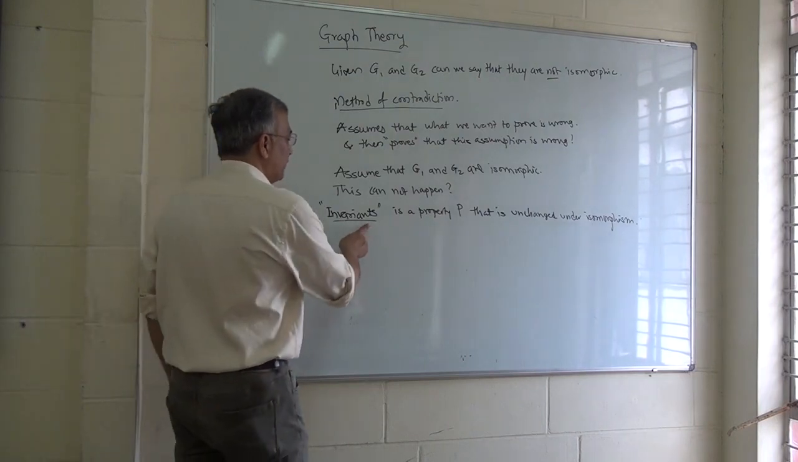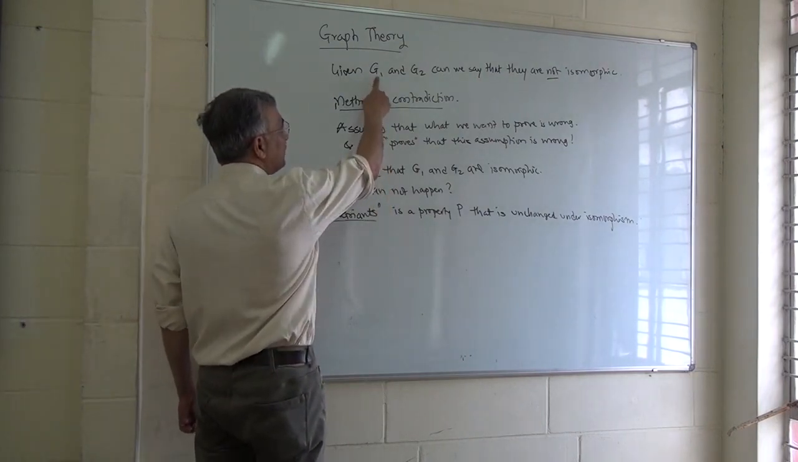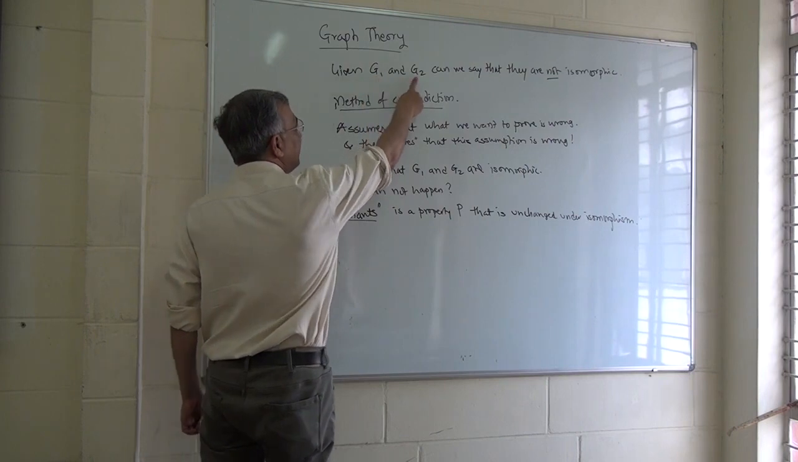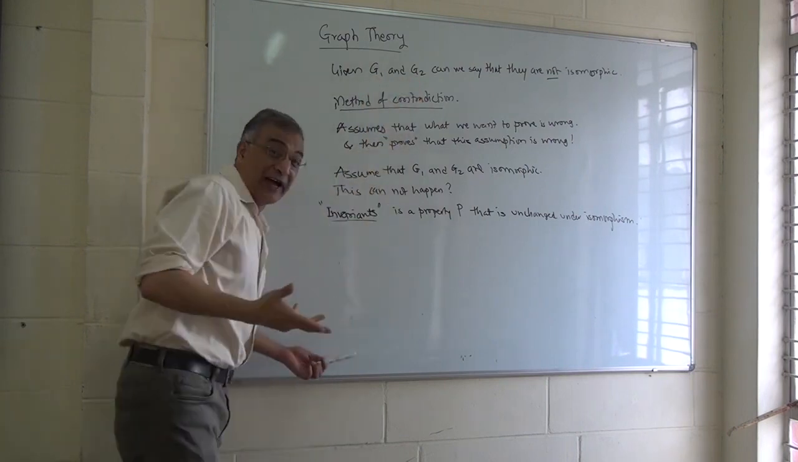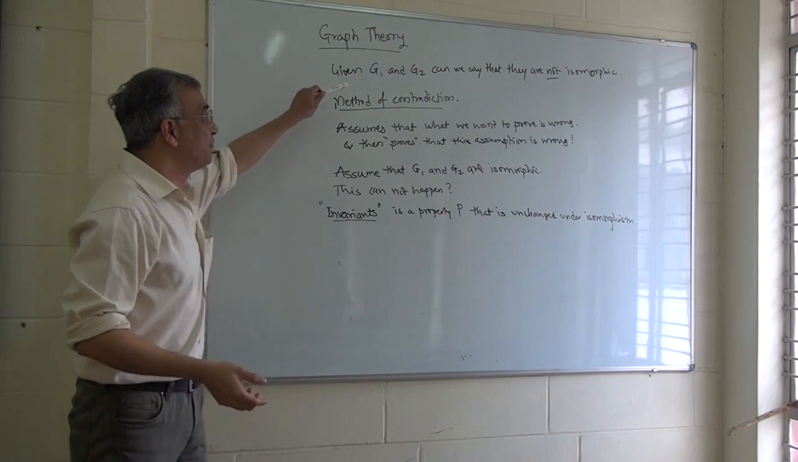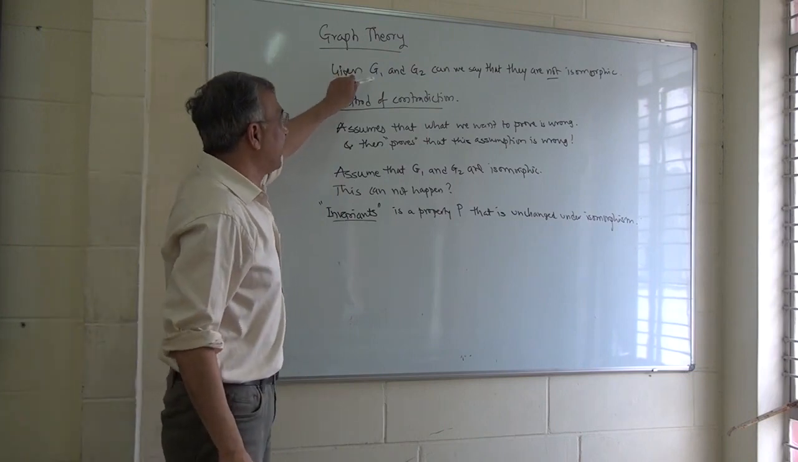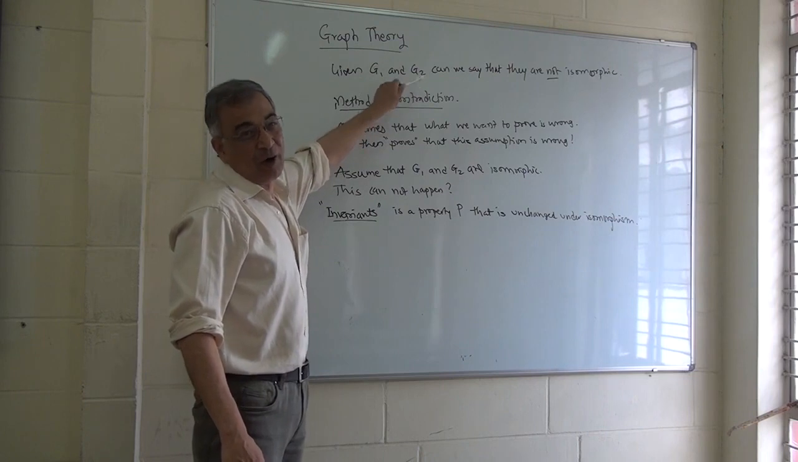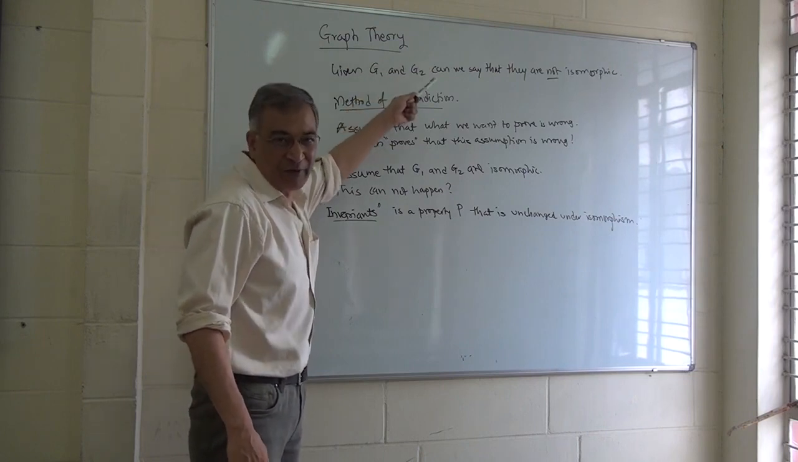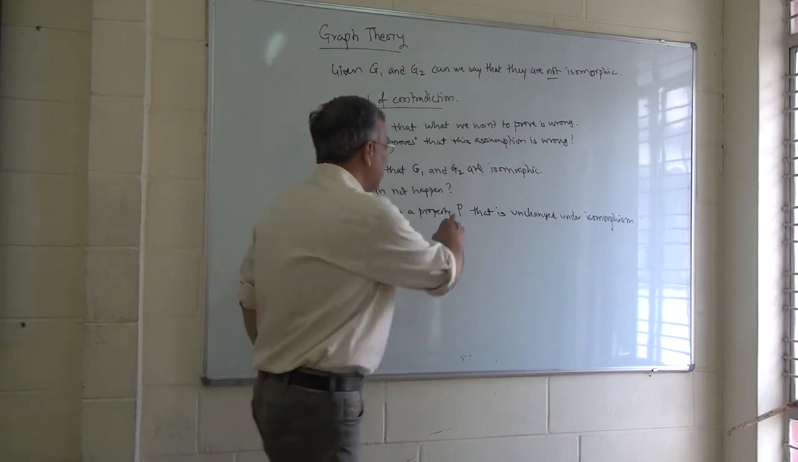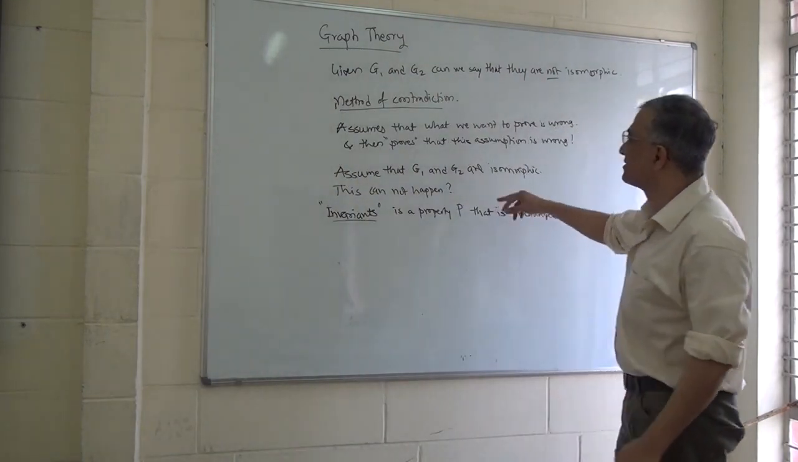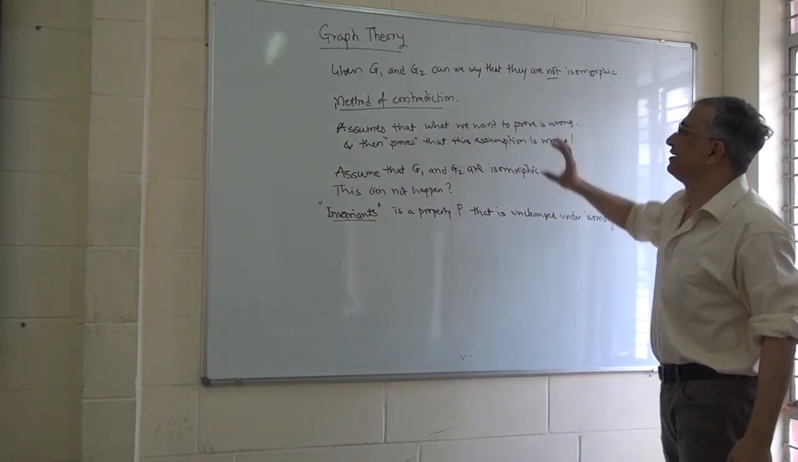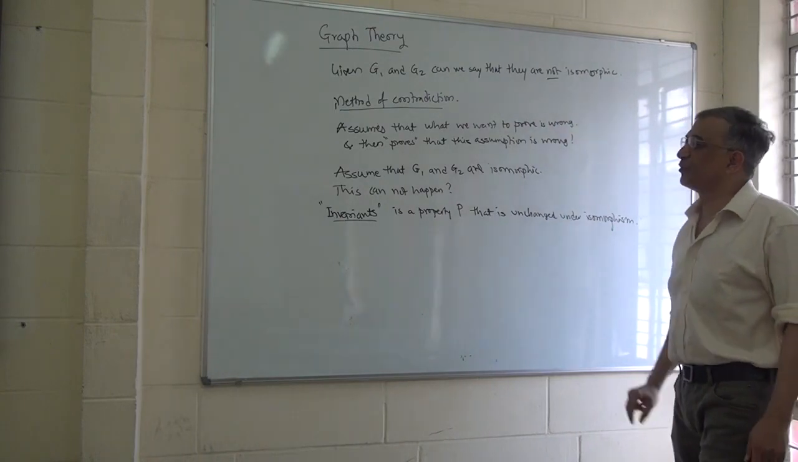So if you prove that you have an invariant for G1 which is not an invariant for G2, they cannot be isomorphic, right? Because if they were isomorphic, and if G1 had that property P, then G2 also must have that property P. However, we have proved that G2 does not have that property P. Therefore, they cannot be isomorphic. That's the method of contradiction applied to this particular problem.